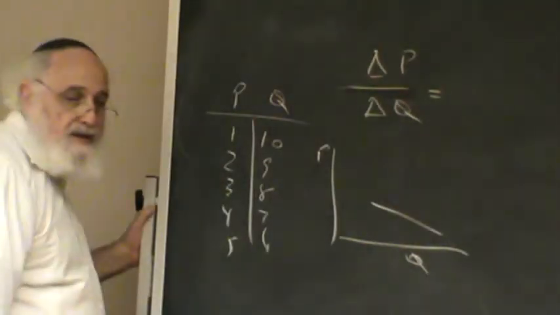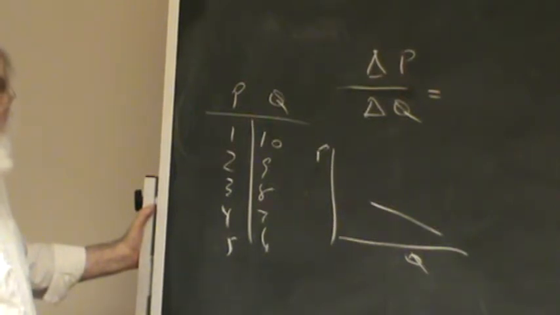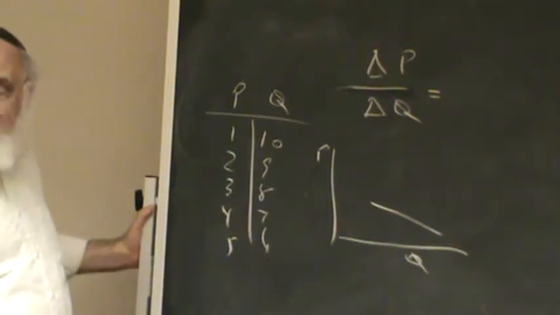This happens to be a line, but it doesn't have to be a line, it could be some sort of curve. The slope of this curve is downward sloping, meaning negative. The slope of this curve is negative.